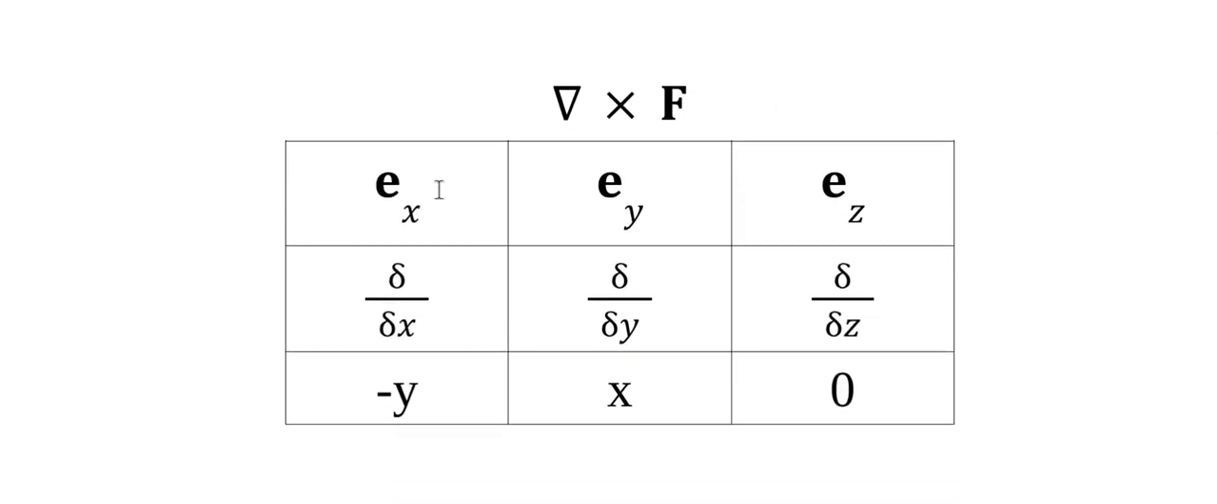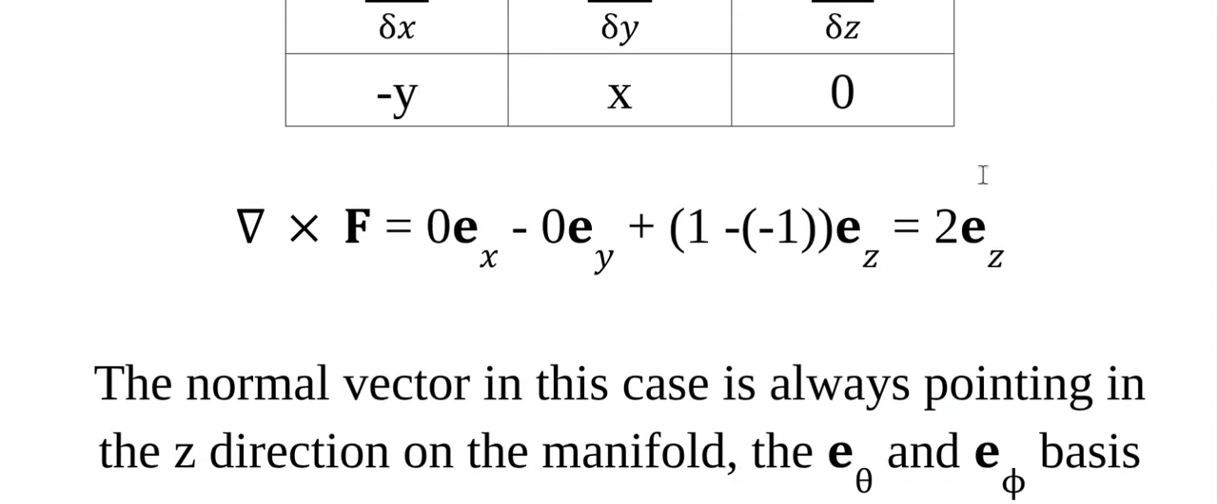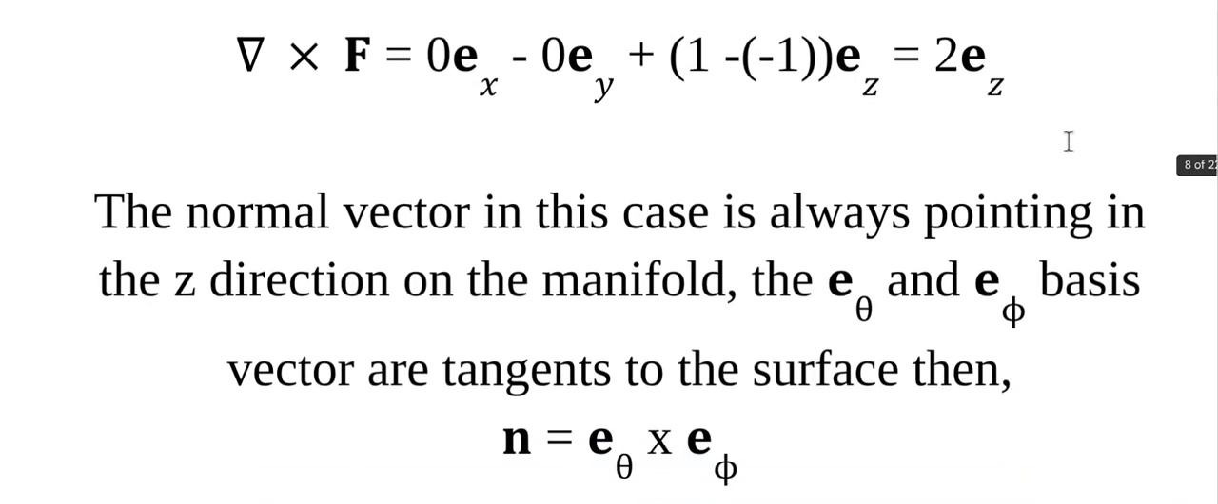Okay, we want to compute the curl. We all know how to do this. Here's our basis vectors, here's our del operator, here's our vector field. And that just gives 2 e_z. Now, the normal vector in this case is always pointing in the z direction, like I said, because that's what I chose on the manifold.